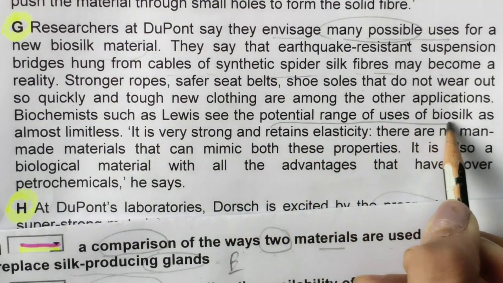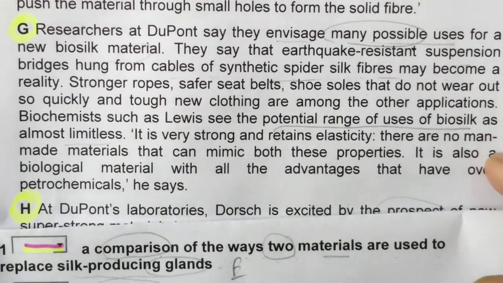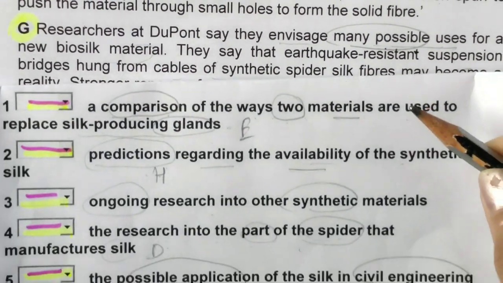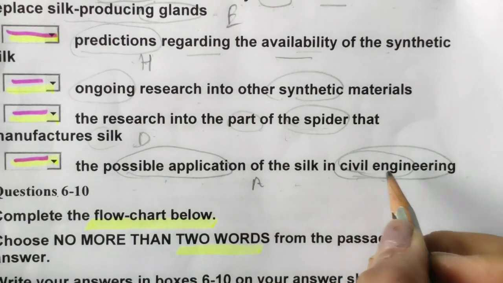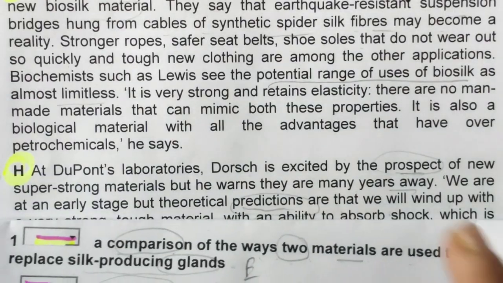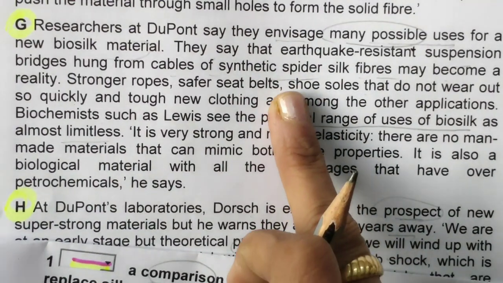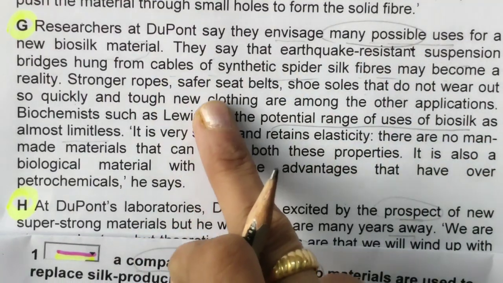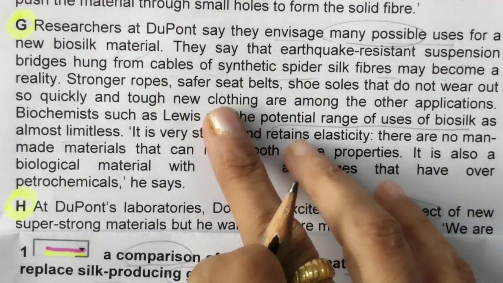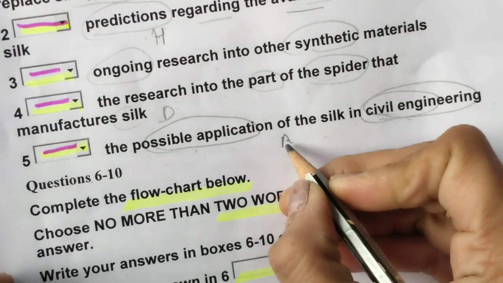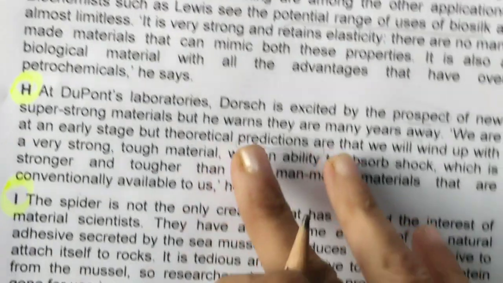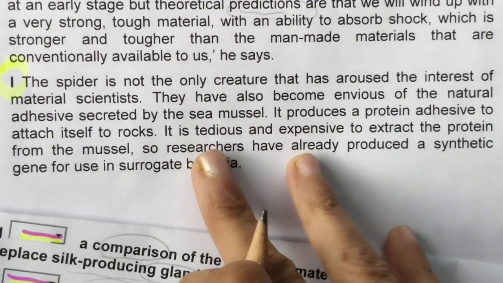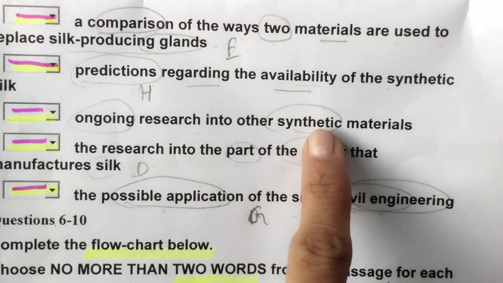Potential range of uses of biosilk, okay. Now I think we were wrong for A paragraph. Possible application of the silk in civil engineering means all related to bridges and all. Here they are talking about so many things, this possible application. So this we can match. In fact, this is clearly given about civil engineering, so that is paragraph G. Now this is left, and H paragraph we have already selected. I paragraph, all paragraphs we have already read. Nothing was about ongoing research into other synthetic materials.